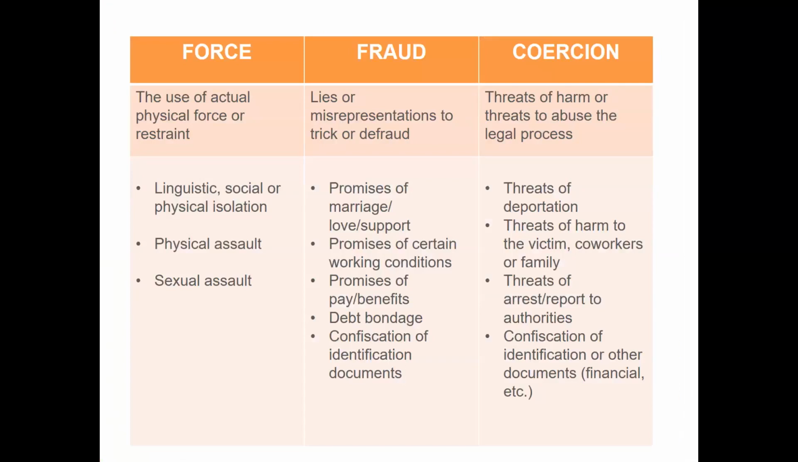Here we can see multiple examples of how force, fraud, and coercion can be used in trafficking. First, we have force. This is the use of actual physical force or restraint. A trafficker may use linguistic, social, or physical isolation, may use physical assault or battery against the victim, or even go as far as sexual assault.